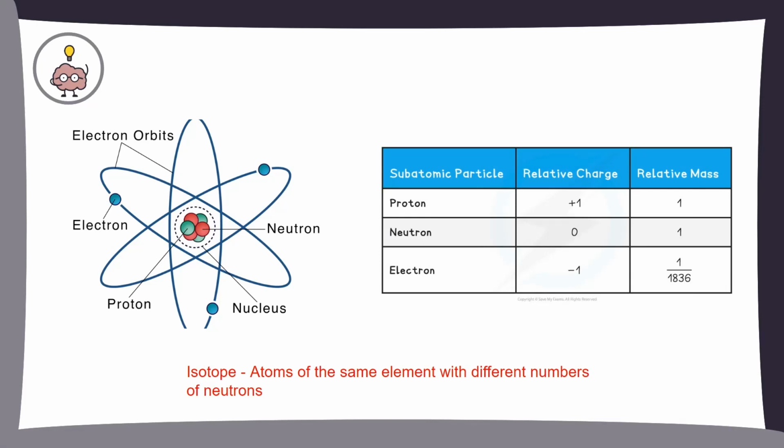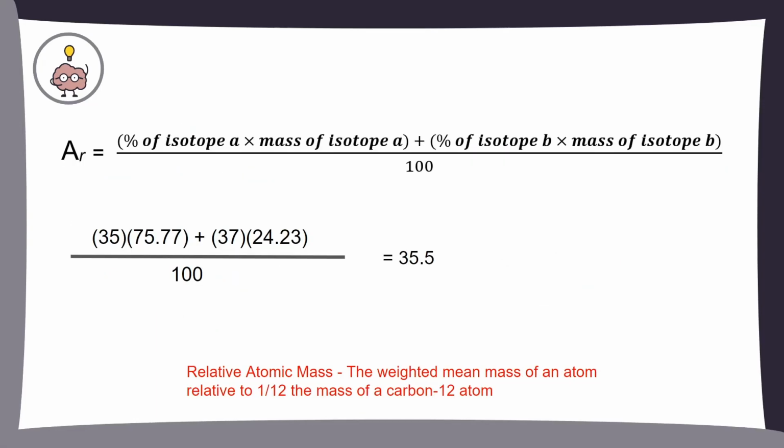An isotope is an atom of the same element with a different number of neutrons. The relative atomic mass of an atom is the weighted mean mass of an atom relative to 1/12 of the mass of a carbon-12 atom. The weighted mean mass includes the abundance of each isotope as well as the relative isotopic mass.